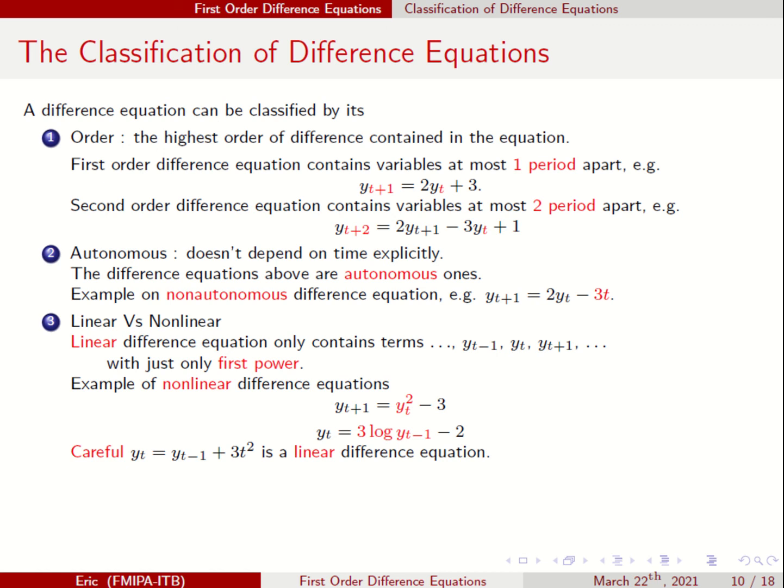Okay, careful, this is a linear difference equation because don't forget, linear is with respect to the variable, not with respect to the independent variable. So this is y(t) to the power of 1, y(t-1) to the power of 1. So it is called a linear difference equation, because all the variables are to the power of 1. We don't care about the other terms.